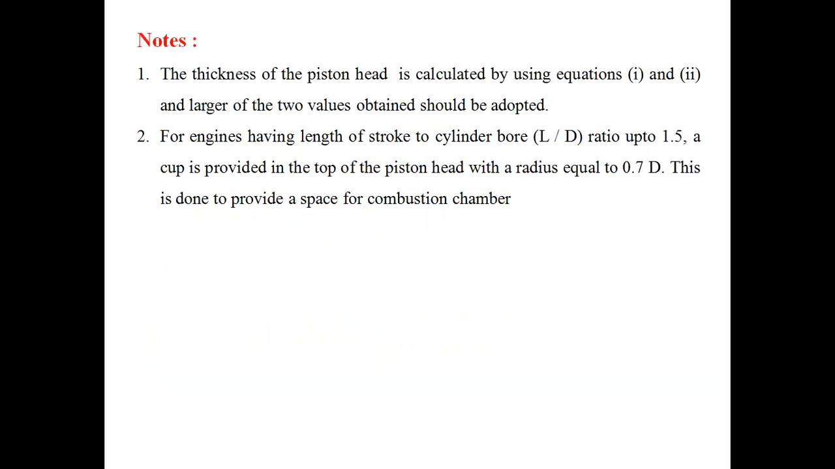Note: the thickness of piston head is calculated by using the above two criteria, and the larger dimension should be considered for the design of piston. For an engine having length of stroke to cylinder bore, or L by D ratio, of 1.5, a cup is provided in the top of the piston head with the radius of 0.7 d. This is done to provide a space for the combustion chamber.